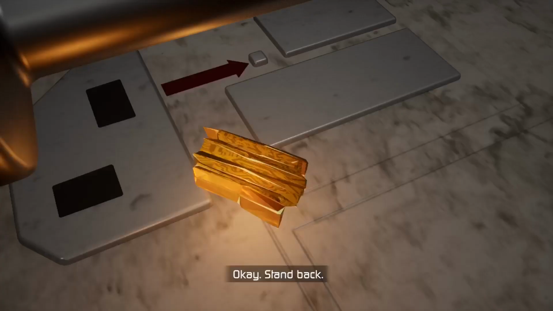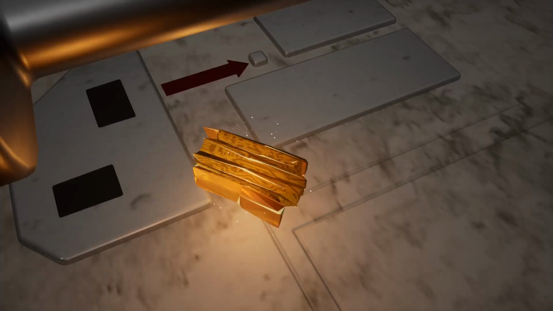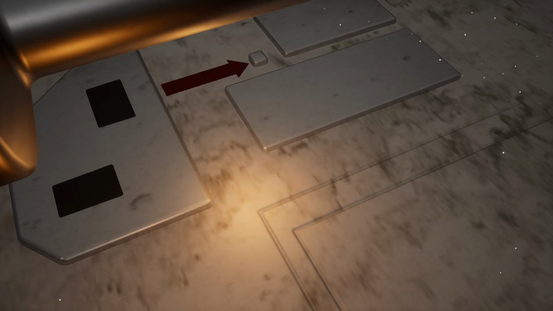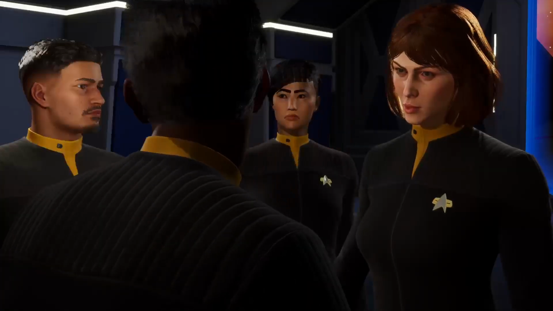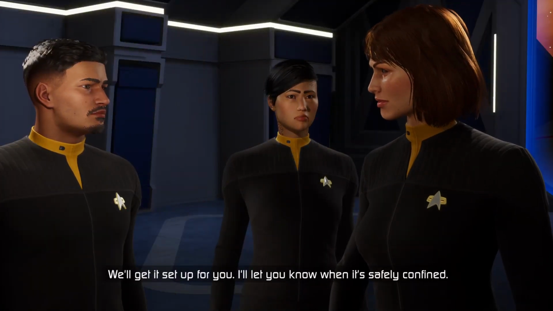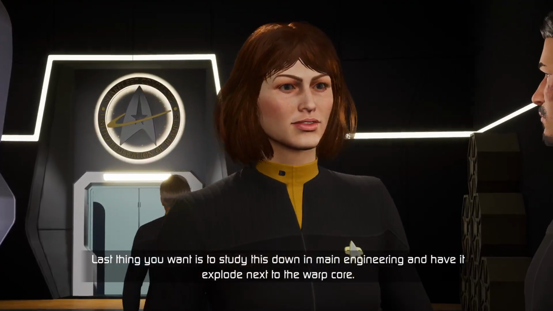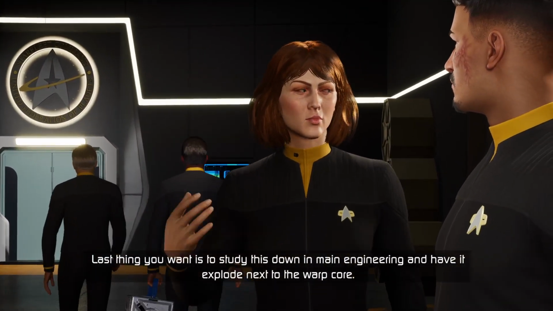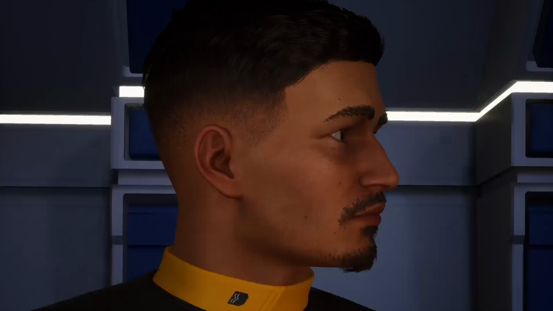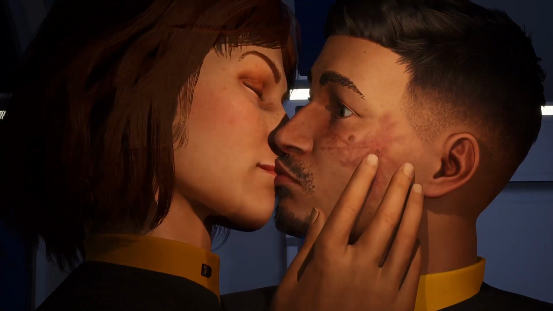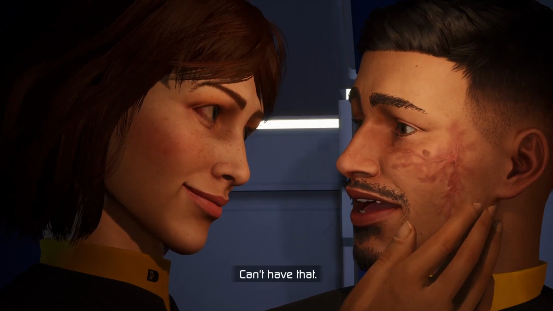Okay, stand back. Get this to the containment lab. We'll get it set up for you. I'll let you know when it's safely confined. Oh, we'll be there. Last thing you want is to study this down in main engineering and have it explode next to the warp core. Almost forgot. Can't have that.